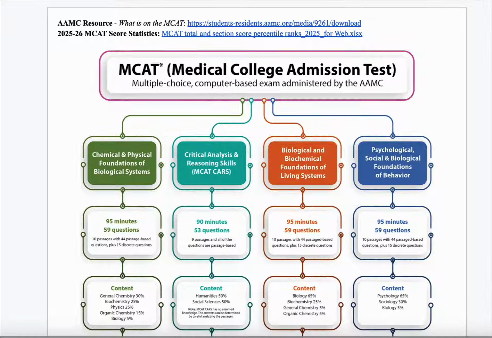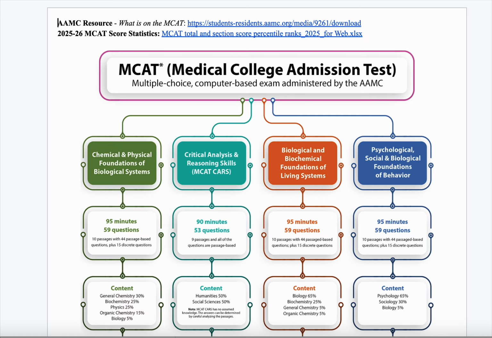Now, the other link below is the statistics from last cycle's scores on the MCAT. It's an important thing to look at when you have done a practice exam or you're trying to figure out where you're at in the pool. These are going to change year by year, and generally they're going to increase a little bit every year, but that is something that might be important to see where you're at and how you're doing.